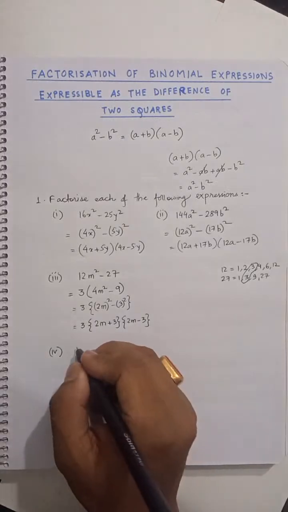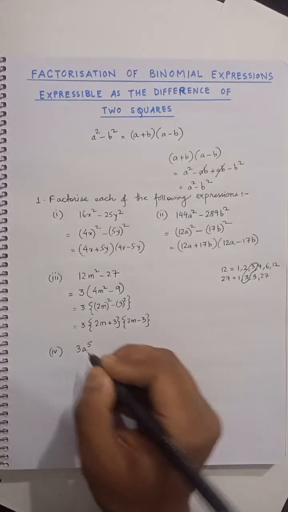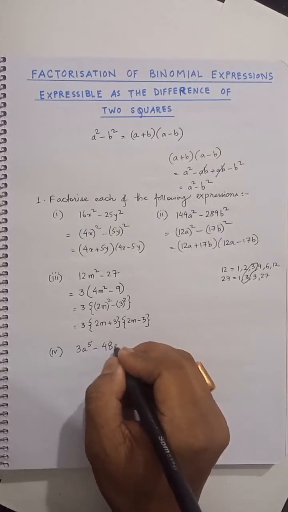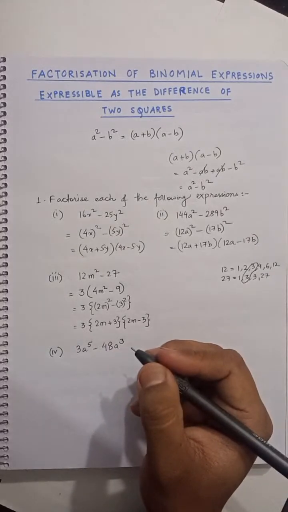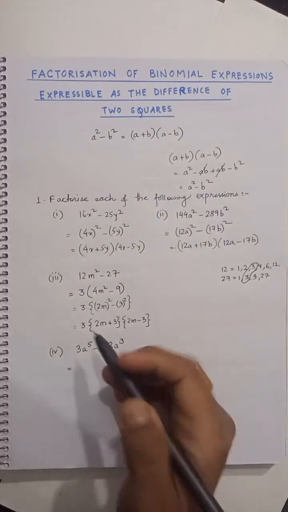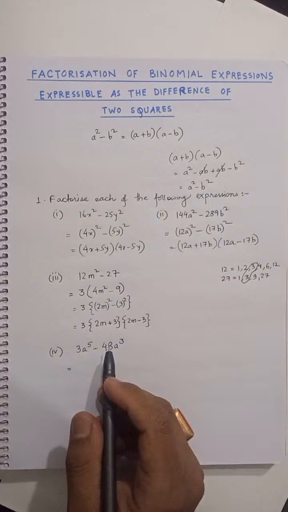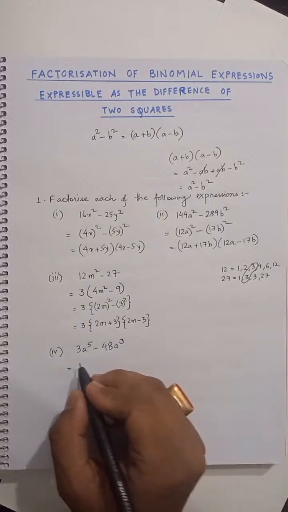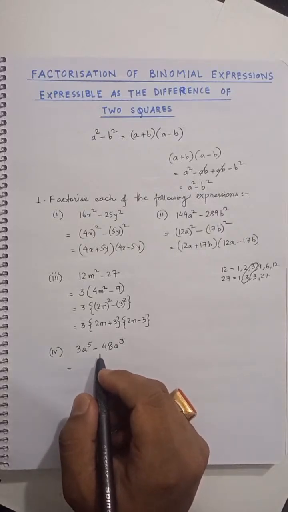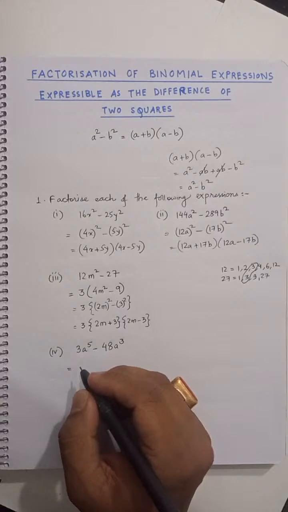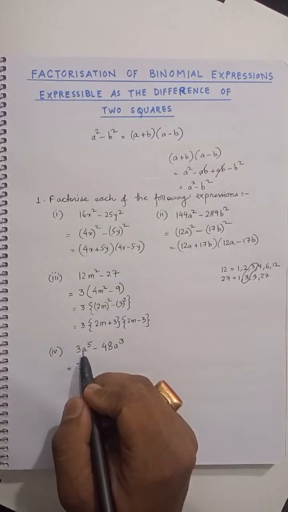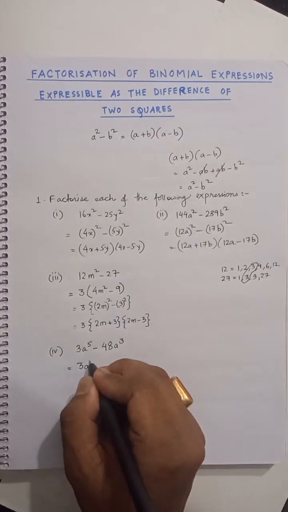3a to the power 5 minus 48a cube. So again, just like the previous question, both the terms are not square terms. Okay. So we can take common factors. So 3 can be a common factor for both 3 and 48. So I will take out 3, and we have a cube and a to the power 5. So at least a cube can be taken out as common factor.